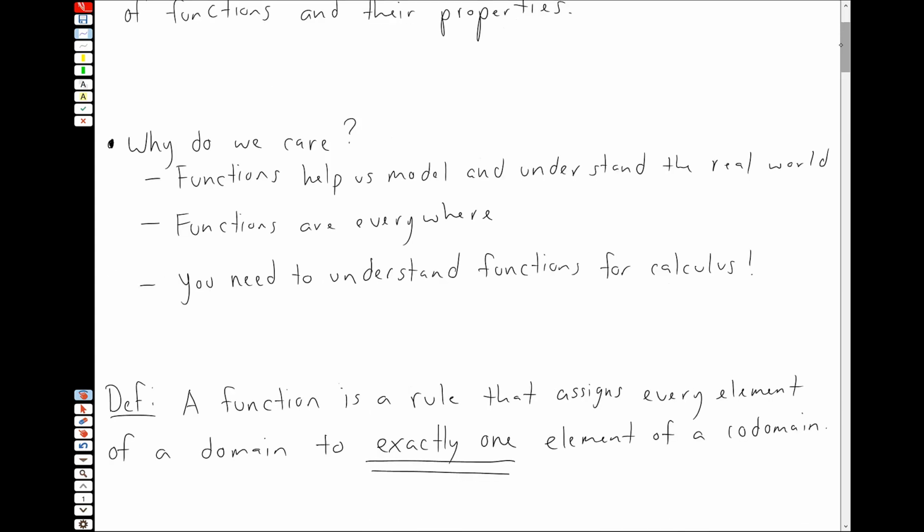So why do we care? First of all, functions help us model and understand the real world. As mathematicians, one of our goals is to take something in real life and give it some kind of function structure. And usually that helps us either predict things or understand it a little bit better. So they're really, really important in real life applications. Functions are also everywhere. No matter what class you take, you're going to be seeing functions in some capacity, especially in the sciences. And then at the very least, you need to understand functions for calculus. Calculus is all about understanding the change of functions. So in this class, we're going to be talking about a lot of functions and a lot of properties.